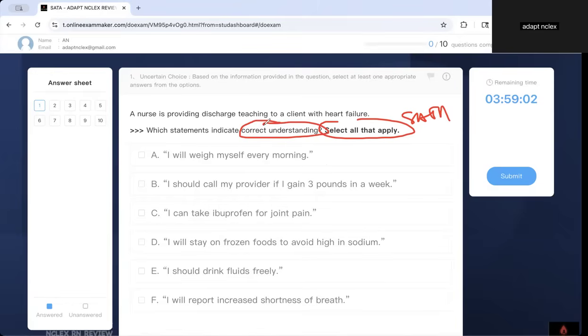A nurse is providing discharge teaching. You know, SATA questions always come in the discharge teaching form, teaching question. That's the type of question you have identified: a teaching question to a client with what? Heart failure. So now you know the keywords in the question. I call them the buzzwords. I have a patient who has heart failure, is going home. I've provided a teaching, and they need to reproduce that teaching to me for me to know that they understand what I taught them. It's a select or apply.